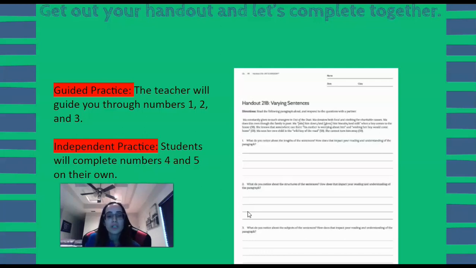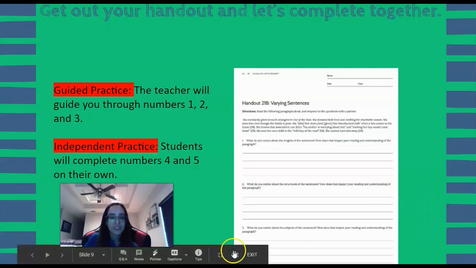What we're going to be doing is, I'm going to guide you through the first 3 questions. And then on the back of the page for independent practice, you will complete questions 4 and 5 on your own. Okay? So by tomorrow, this handout should be completely done. Once again, we are going to do questions 1, 2, and 3 together, and then for independent practice, you need to work on questions 4 and 5 on your own. So let's get started. I'm going to go ahead and switch over.